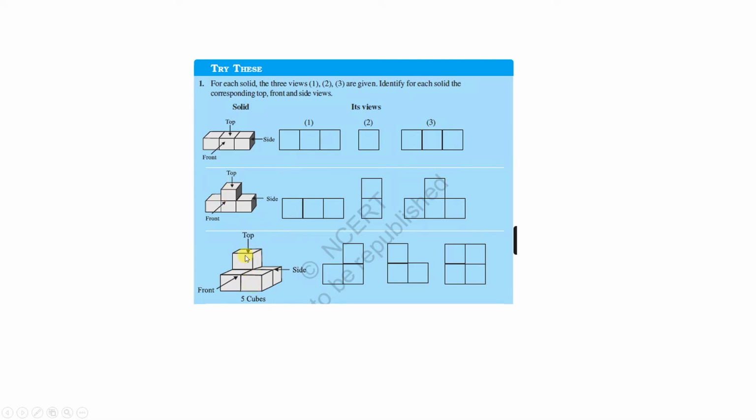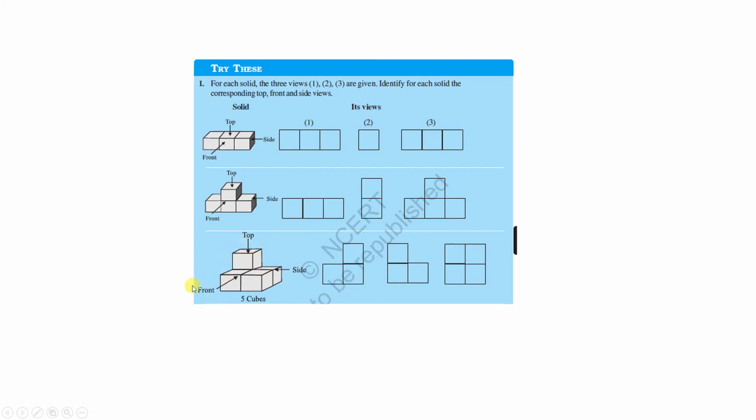Now this third and last figure is a solid where we can see a total of 5 cubes: 1, 2, 3, and a fourth cube which we cannot see in the figure but it is there, and on top of that cube there is another cube. So a total of 5 cubes are there in this solid figure. Now when we see from the top, we can see 1, 2, 3 and this fourth square, which are put in such a way that it makes a big square figure, and this third view is the top view for this solid.